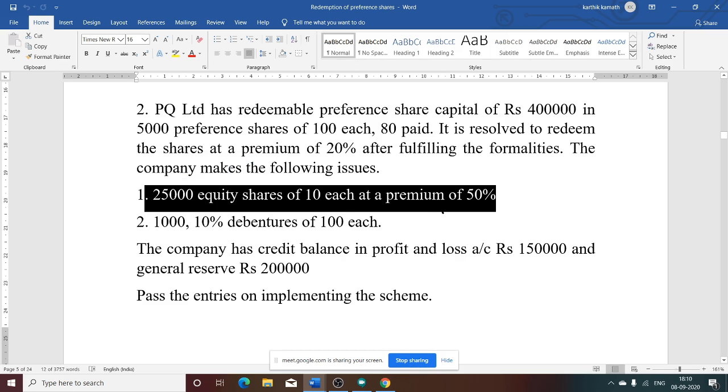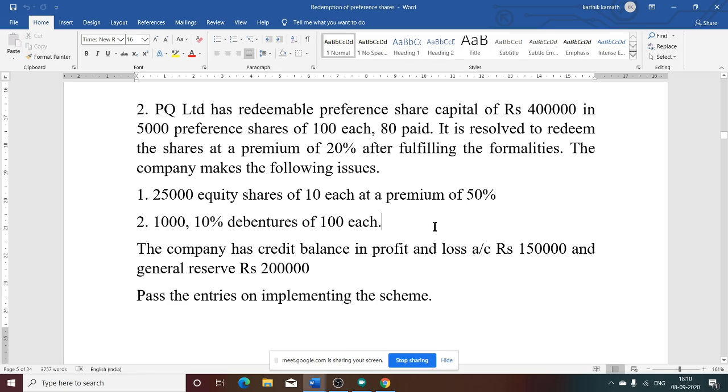This premium is nothing but the securities premium account. The securities premium account balance is not given in the problem. We need to find it out. How? By seeing the fresh issue. The fresh issue is made at a premium, which means there is a securities premium account credit balance.